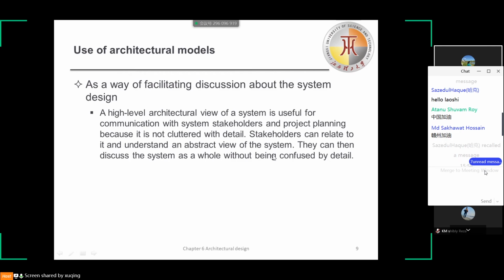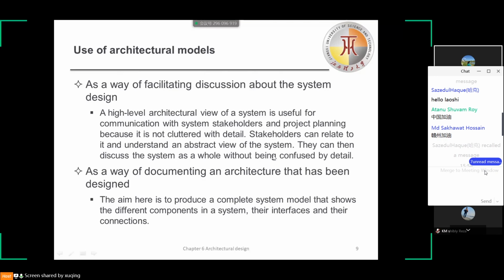The second way in which an architectural model of a program is used is as a way of documenting an architecture that has been designed.